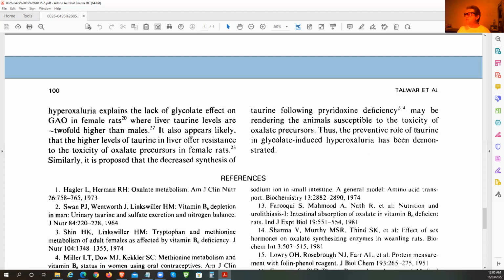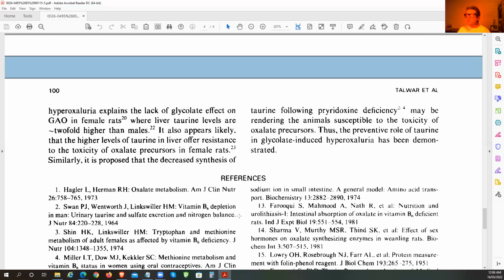Thus, the preventative role of taurine in glycolate-induced hyperoxaluria has been demonstrated in this study. So it's a really interesting thing. And even this other study that I've actually looked at, this is vitamin B6 depletion in man, urinary taurine and sulfate excretion and nitrogen balance.